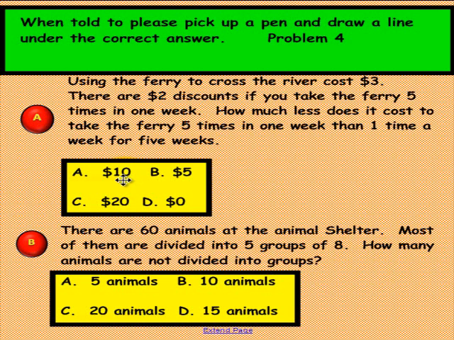Your answer for the first one should have been 10. And your answer for the second one should have been 20 animals. If you would please erase your answers, and we want to thank you for working with us today on the Common Core.